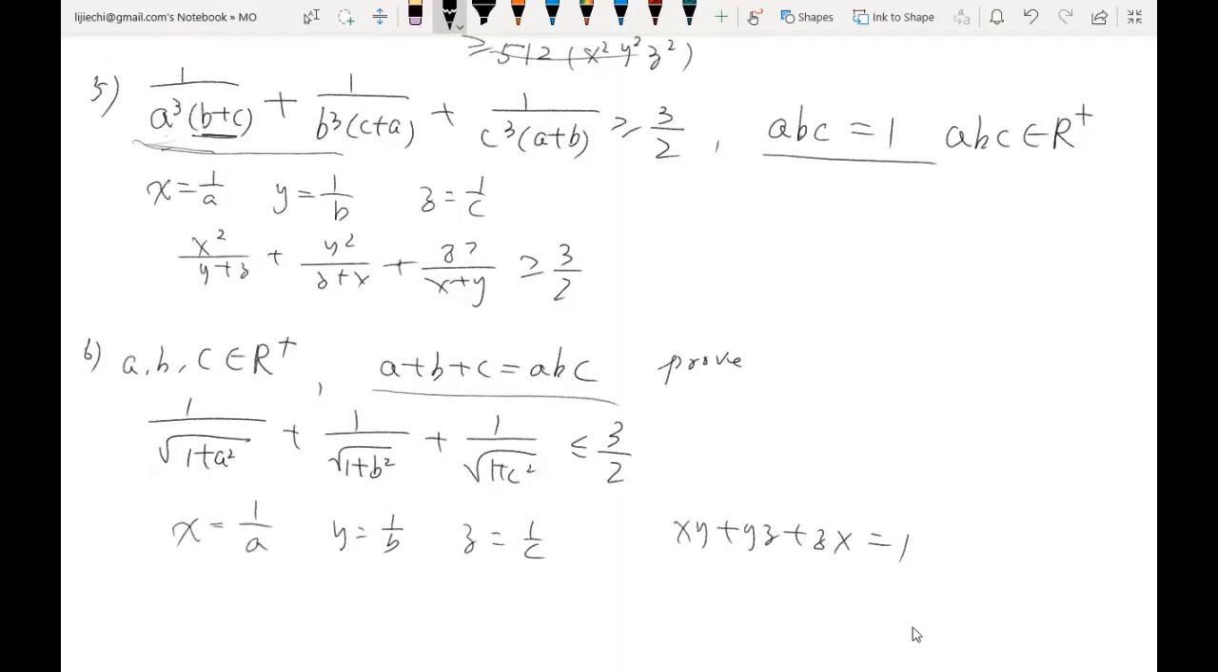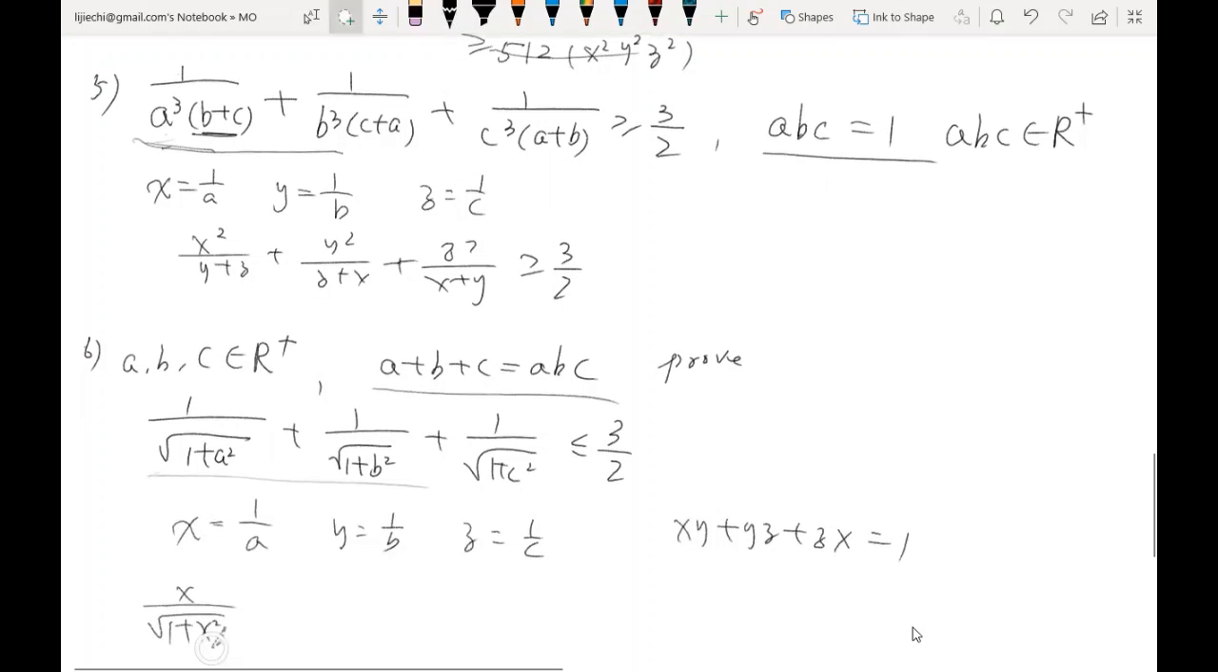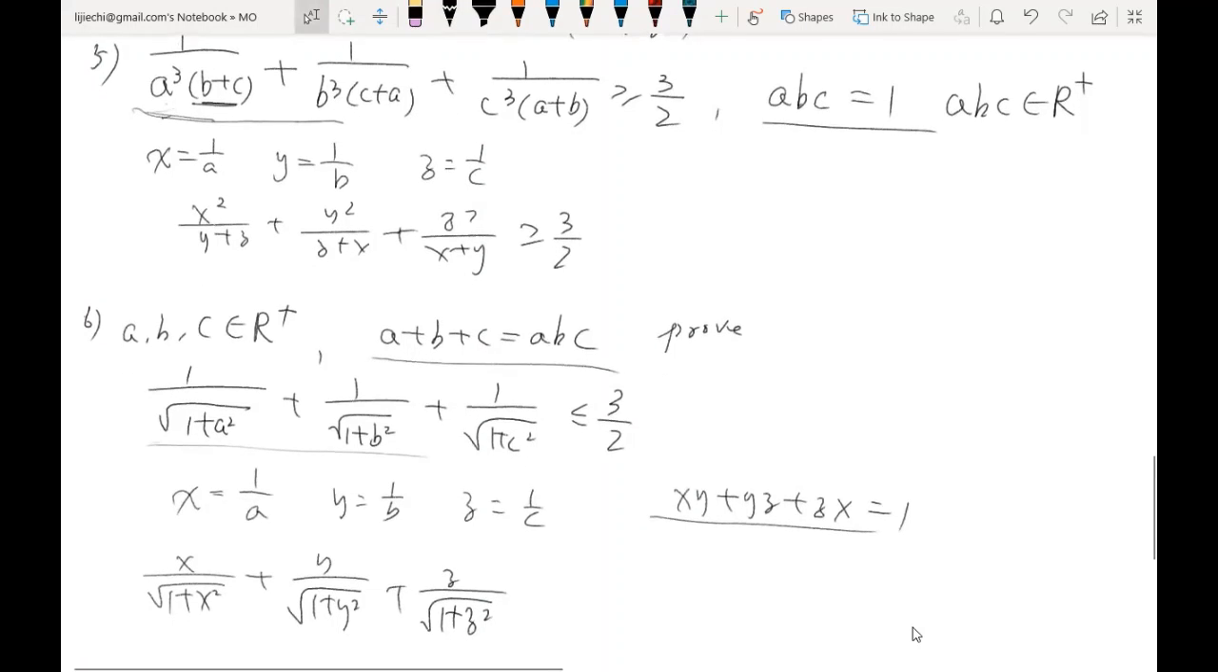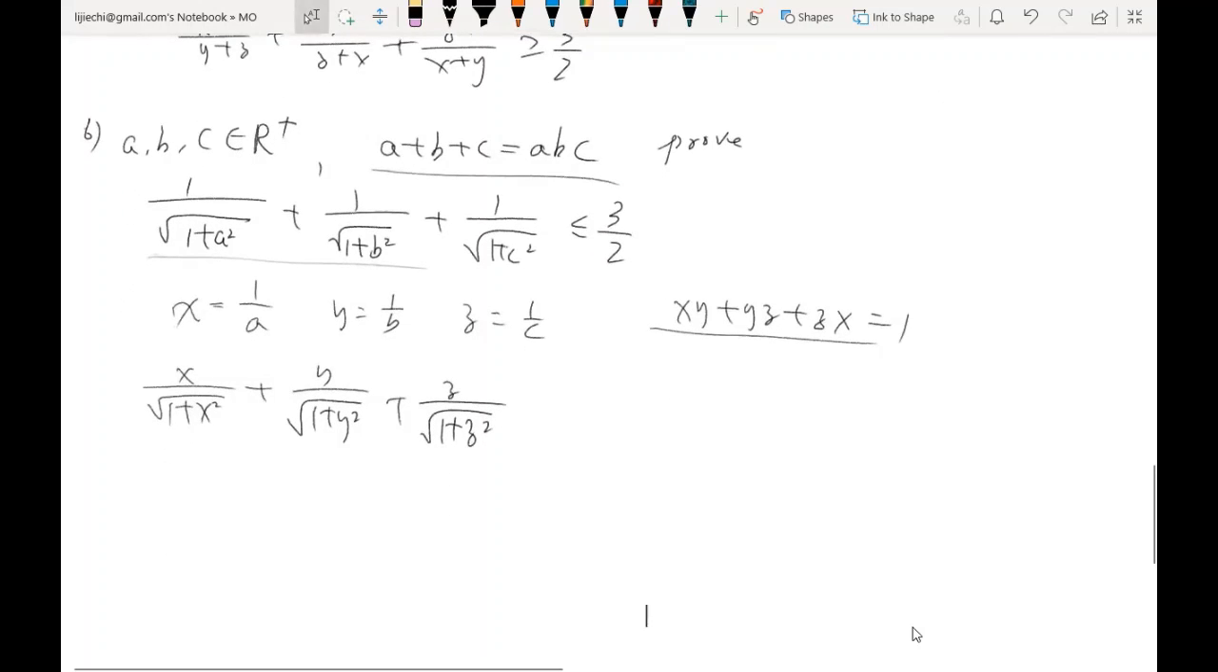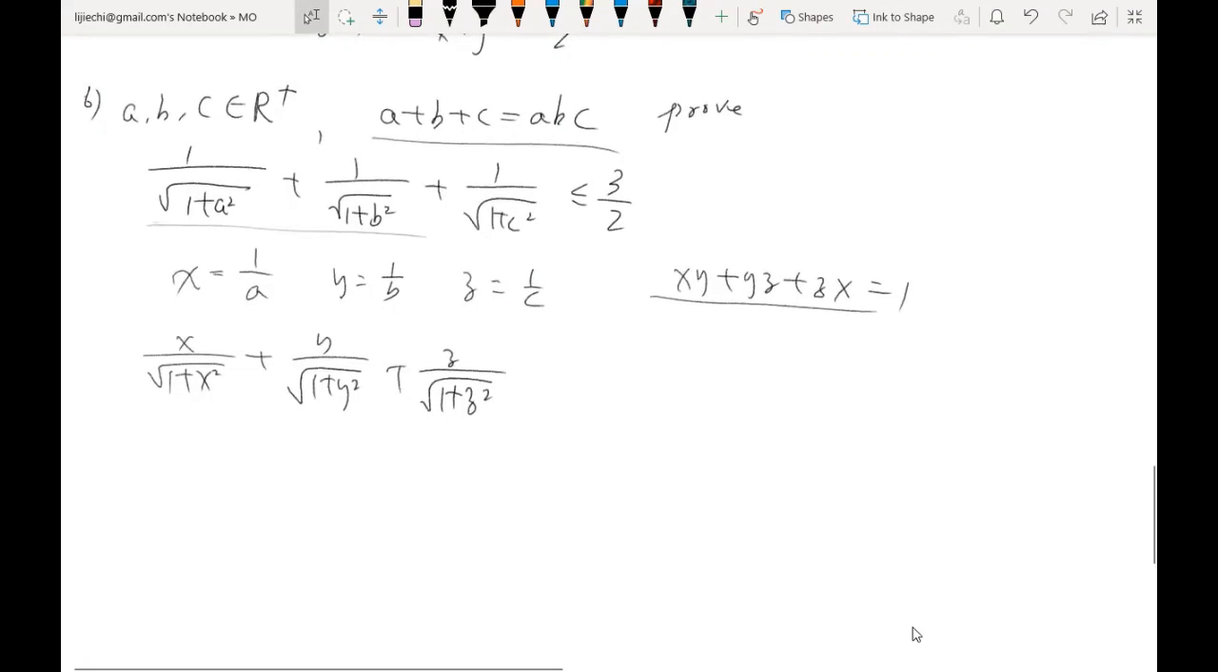And then the thing you want to do, from this 1 plus a square, this will change to x over 1 plus x square, y over 1 plus y square, z over 1 plus z square. And then you could plug in that 1. Once you get that 1, you can just use AM-GM. You can figure it out. Again, this is a really old problem, so we'll not go into it.